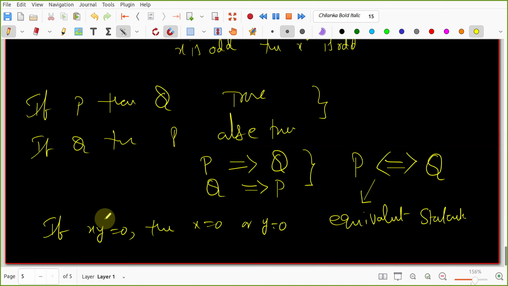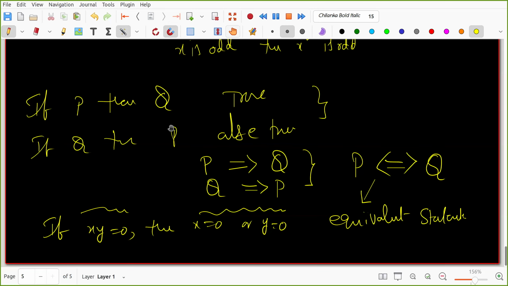If x is 0 or y is 0, then the product is 0. Now tell me, are these two equivalent or not? If x into y is equal to 0, then x equal to 0 or y equal to 0. First check whether it is true or not. Now the converse: if x is 0 or y is 0, is the product 0? Yes, right? On both sides it is true. So here these two statements are equivalent.